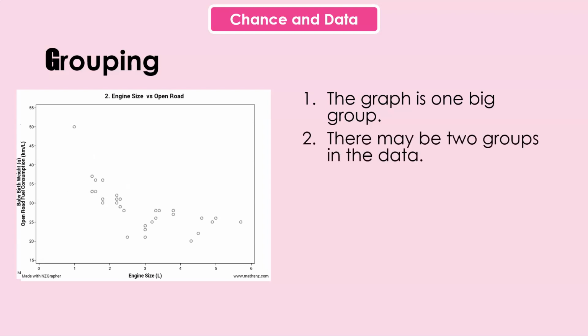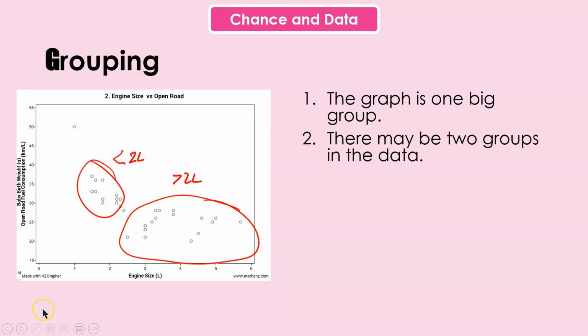Groupings. So obviously the mothers' grouping, there's one big group. For the engine size and open road, there appear to be 2 different groups. So that could be there and there. And you'll notice that's around 2 litres. So less than 2 litres, and this is more than 2 litres. Which, if you know a little bit about buying cars, tends to be a bit of a cut-off point between the economy cars and bigger trucks and utes and things like that.